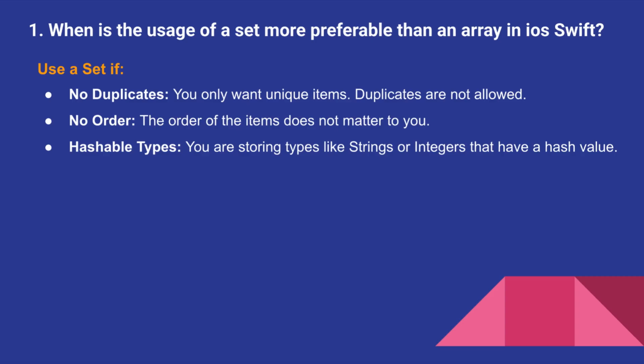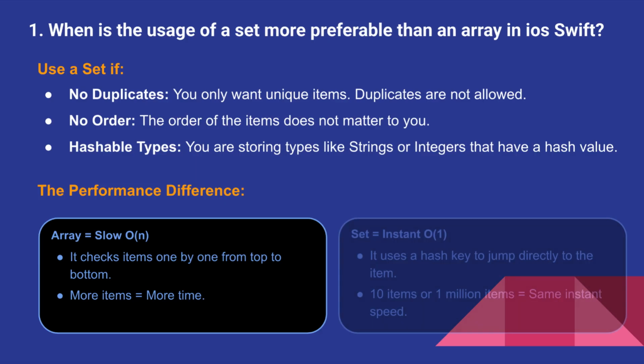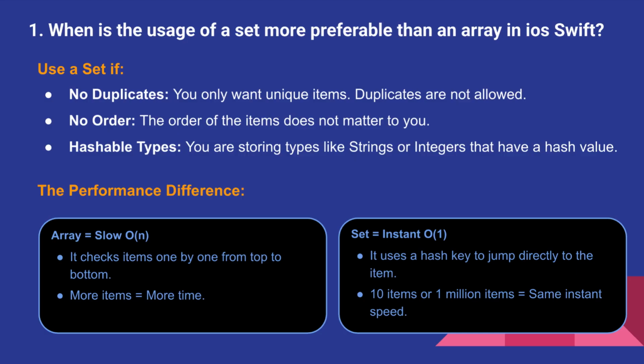The ultimate reason to make this switch comes down to the performance difference. If you search an array using .contains, it is a slow O(n) operation because Swift has to check items one by one from top to bottom. The more items you have, the more time it takes. A set, however, is instant, O(1). It uses a hash key to jump directly to the item, meaning it takes the exact same instant speed whether you have 10 items or 1 million items.